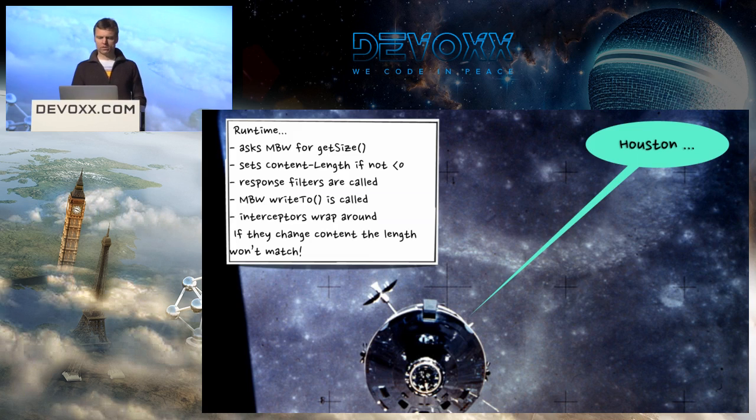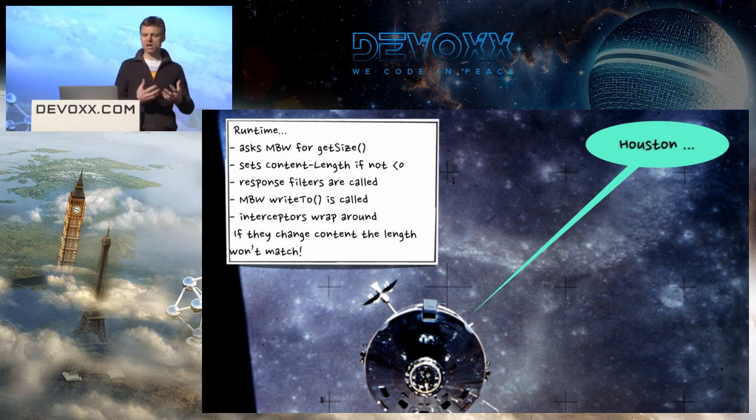So this was discovered, and behind this is an architectural mismatch of the old JAX-RS architecture and the filter concept. And I'm trying to explain that briefly. It's not so easy. So the JAX-RS runtime will at some point ask the message body writer for the getSize method.